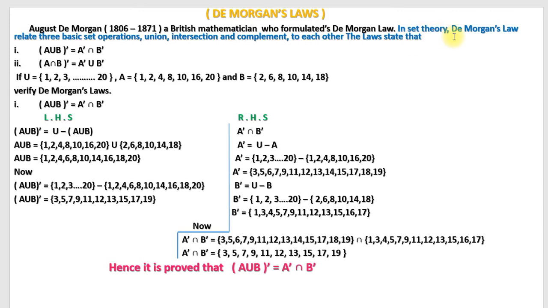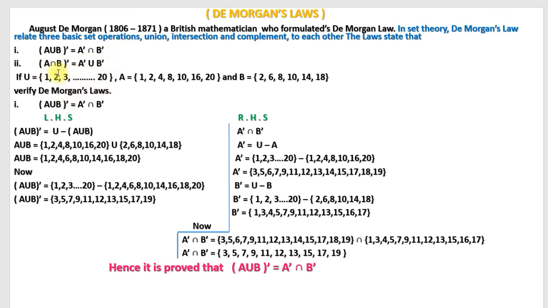Students, in set theory, De Morgan's law relates three basic set operations. We find union, intersection and complement related to each other. The laws state that the first law is: complement of (A union B) is equal to A complement intersection B complement. The second law is: complement of (A intersection B) is equal to A complement union B complement.